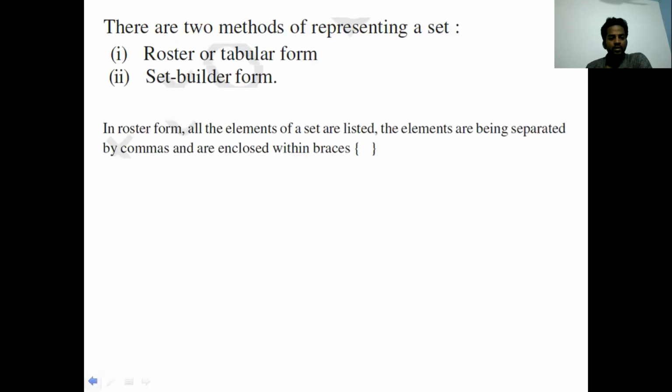What do you mean by a set? A set is a well-defined collection of objects. What do you mean by a well-defined collection of objects? And you have to add one more word: without repetition.